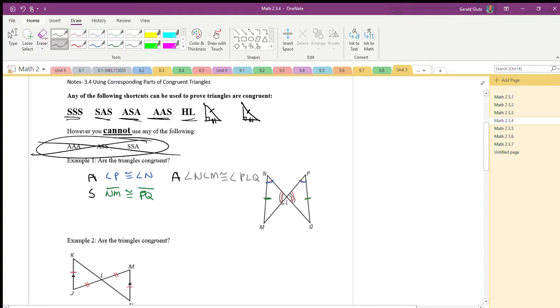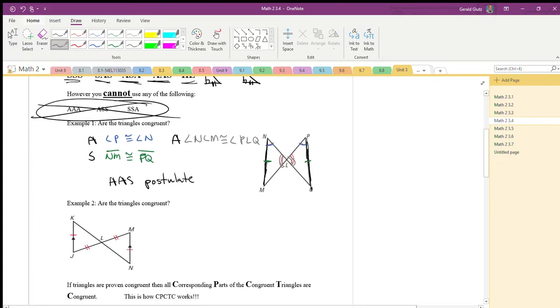So I just need to figure out what order they're in. So this is the side that I use, this side right here, and this side over here. So this side, is it touching both the angles or is it in between both the angles? No, it's not. This is the side that's in between them. So that means that the side goes off to the side, so AS, postulate.